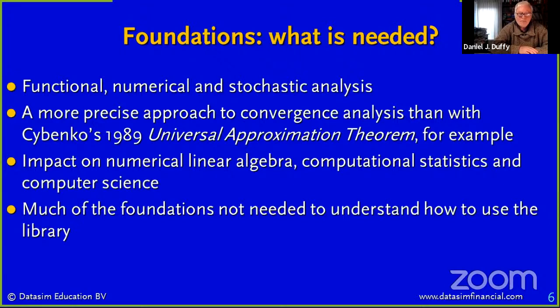The famous Cybenko 1989 universal approximation theorem talks about universal approximations using artificial neural networks of a certain depth and a certain width. That's, to be honest, I don't really understand. I read that article about 10 times. I can't get anything out of it. So maybe it's just me. Specifically, there are no quantitative estimates on the width that you need and the depth that you need.